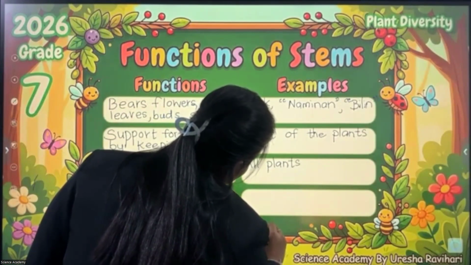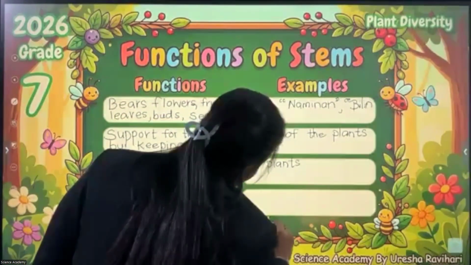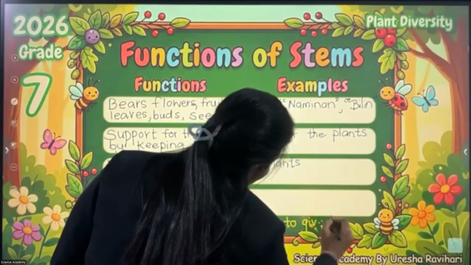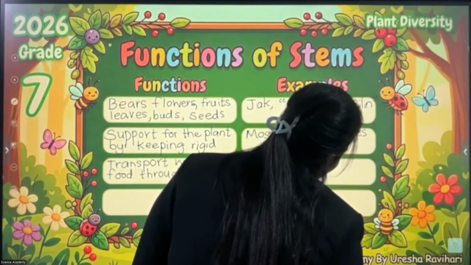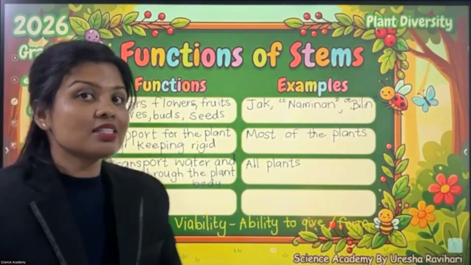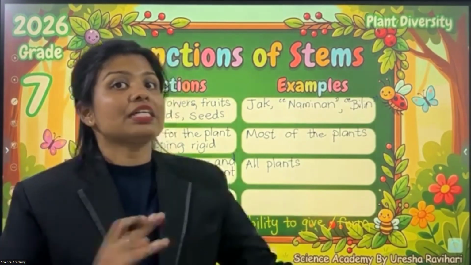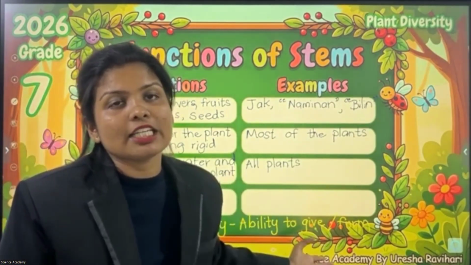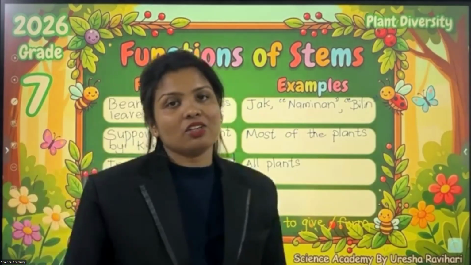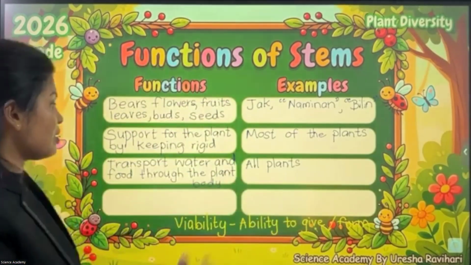Right? If you don't know this word, viability means ability to give or form. So these stems have the ability to give a new plant. Some stems have that ability.